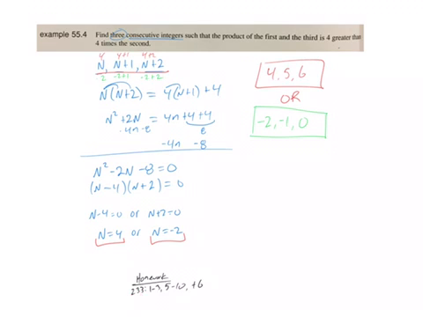Your homework is there on page 233. You're going to do 1 through 3, 5 through 10, and then 6 more of your choice.